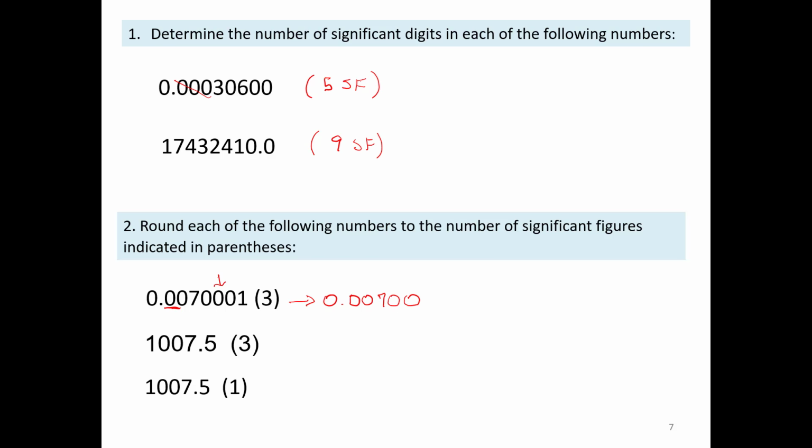Then we can rewrite this one like 0.00770. And now how many significant digits do we have? 1, 2, 3 significant digits. Remember, these 2 zeros are not significant. Let me try to write this number better. 0.00700.